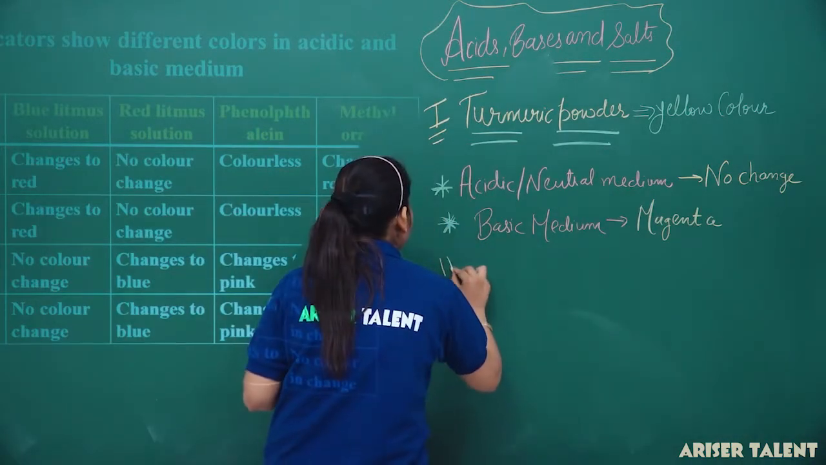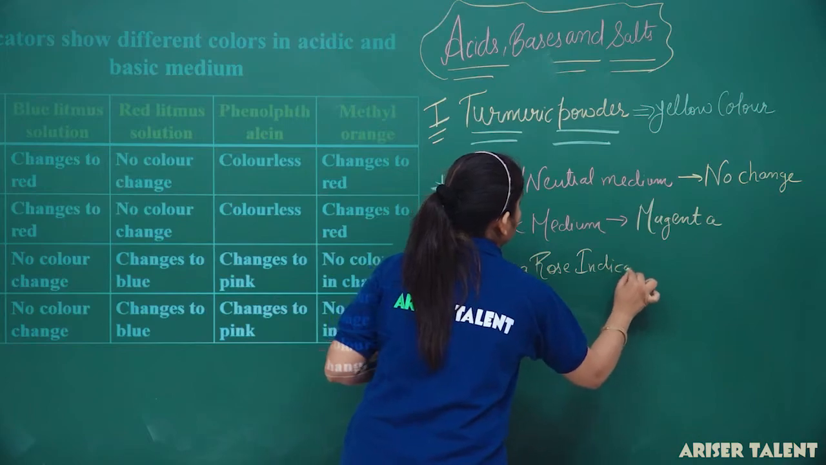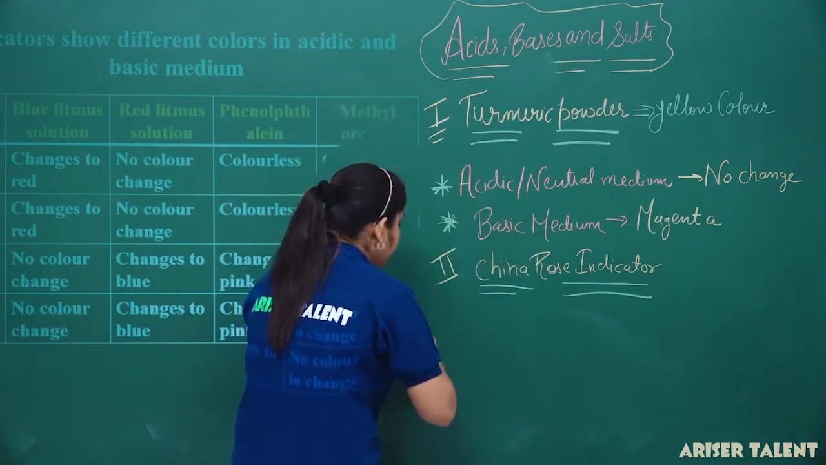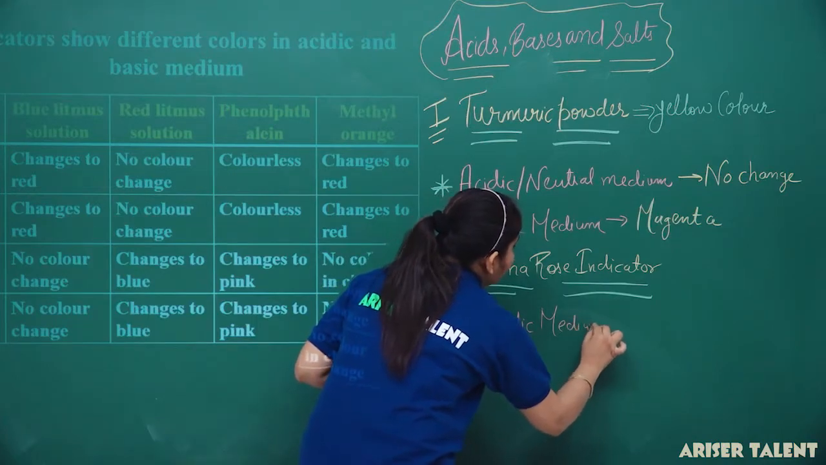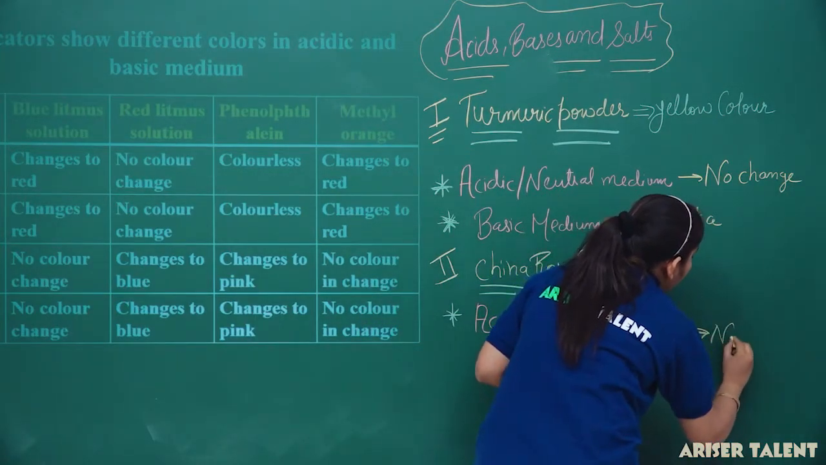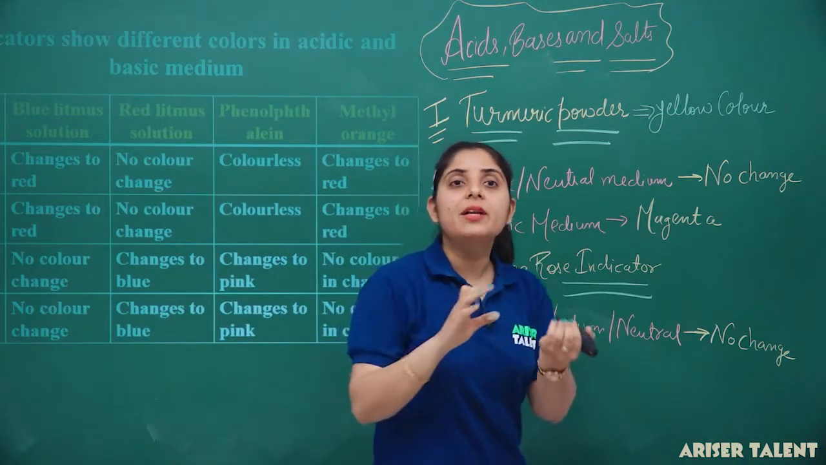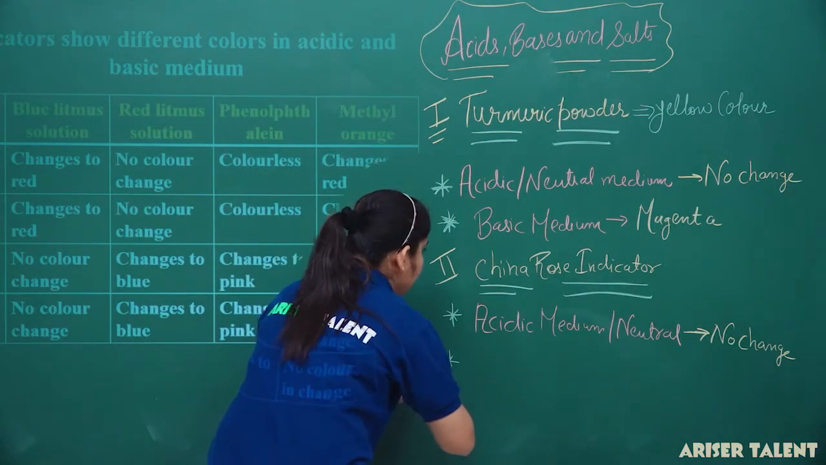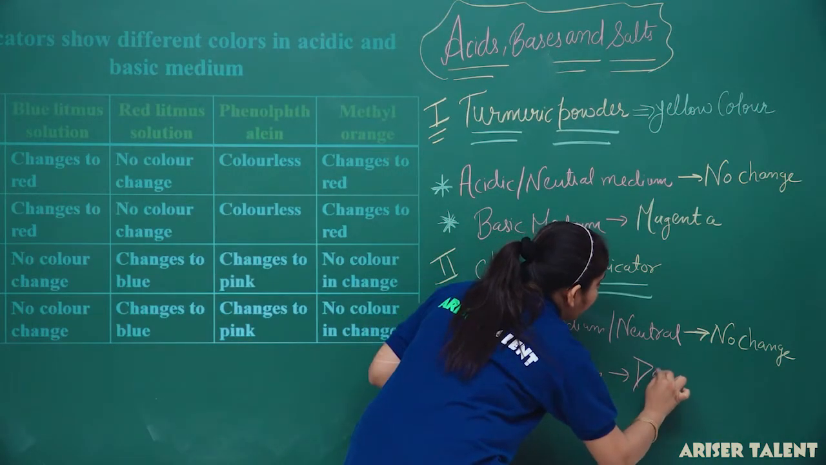So again we have our second example, that is China rose indicator. In case of China rose indicator, what we can observe is in acidic medium or neutral one, it will show no change. But if the China rose indicator drops are put on the basic solution, it will completely change into the dark pink color. So in case of bases, the color will change to dark pink.